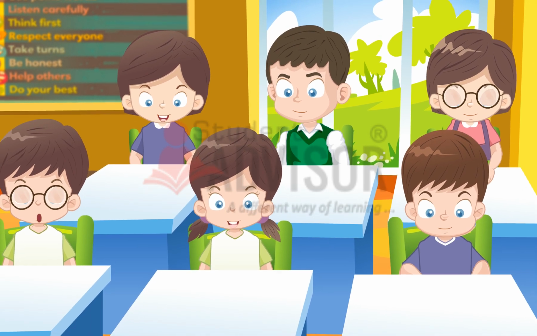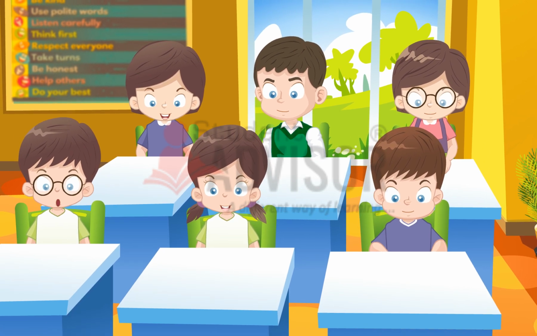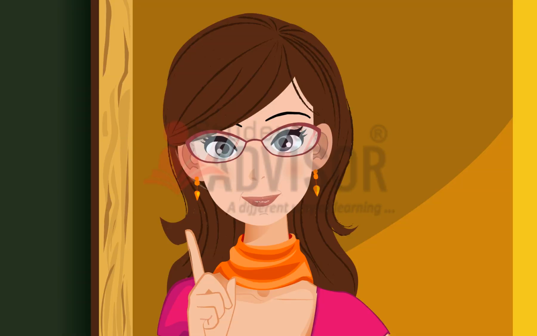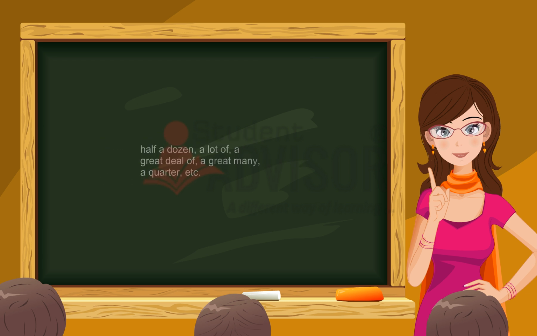Before such expressions which signify price, speed, repetitions, etc. Example: 2 rupees a kilo, 6 times a day, 80 rupees a dozen, 20 kilometers an hour, etc. Before numerical expressions: half a dozen, a lot of, a great deal of, a great many, a quarter, etc.